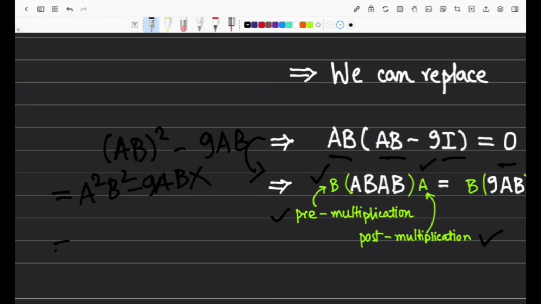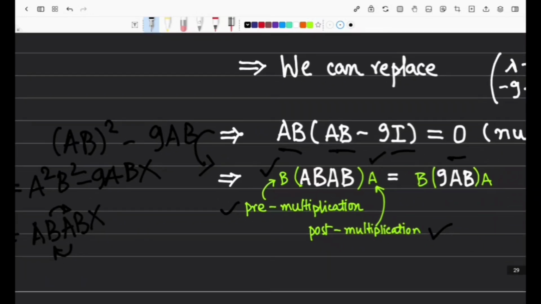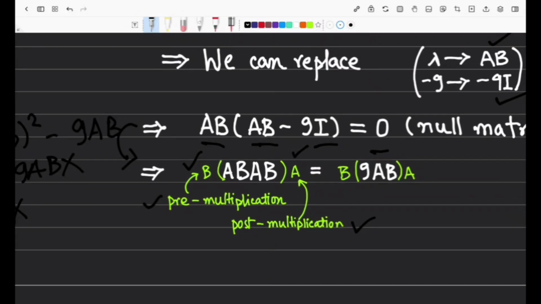Because if you see AB whole squared, what does it mean? AB times AB, and you cannot replace B here and A here so that you get A squared into B squared. This is not at all possible, right? So that's the silly mistake that most of them do and end up with a wrong answer. So I tried to show it to you so that you can avoid making that silly mistake. So here is the thing.